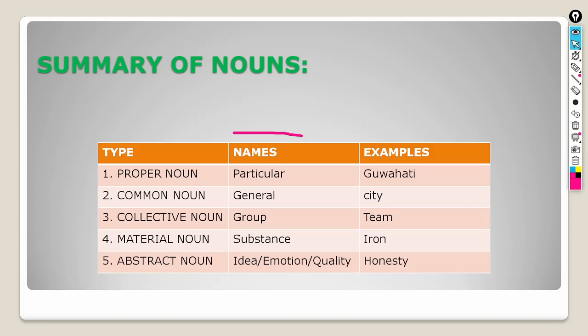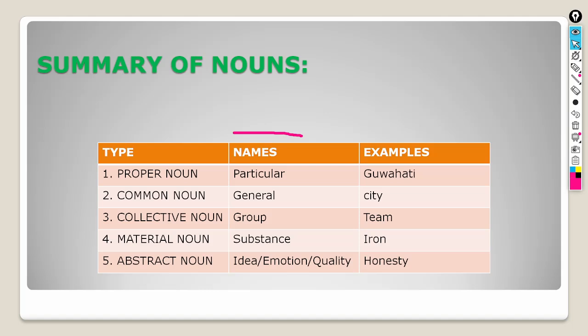Now let us come to the summary of the nouns. How many types of noun have we already discussed? One, two, three, four, five. How many? Five. What are they? Number one, proper noun. Number two, common noun. Number three, collective noun. Number four, material noun. Number five, abstract noun.